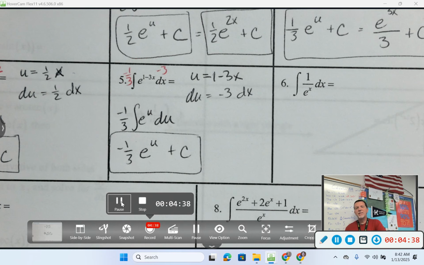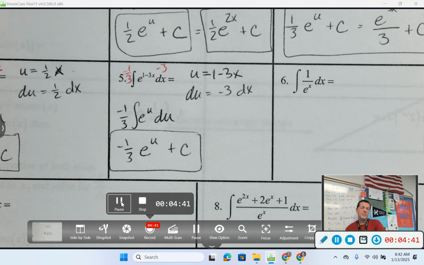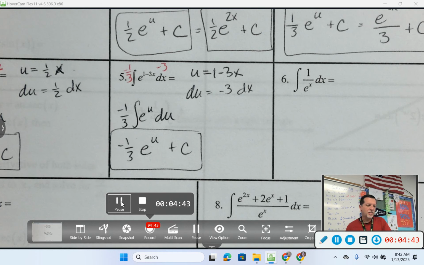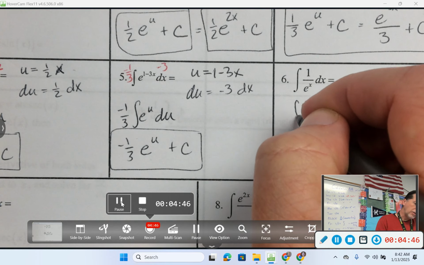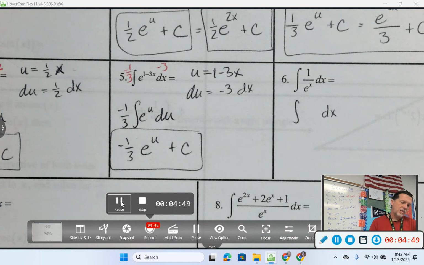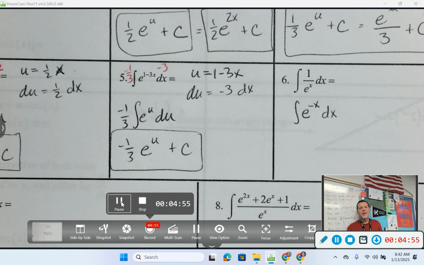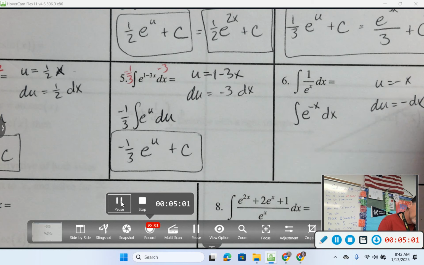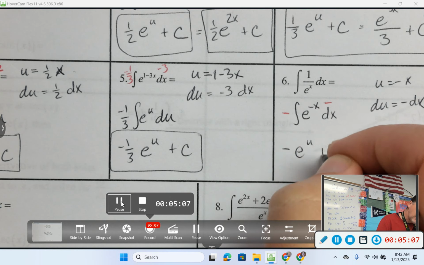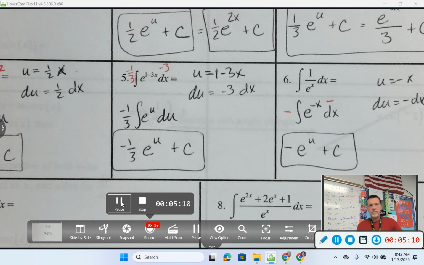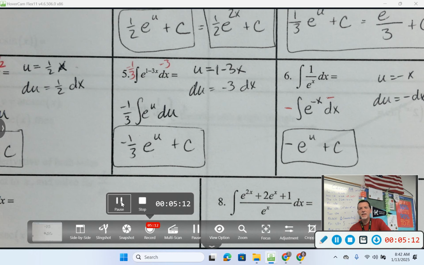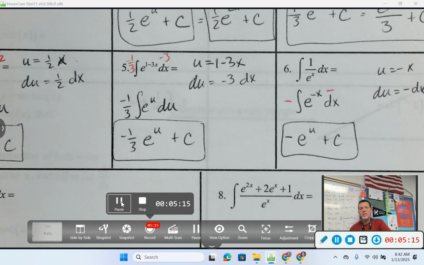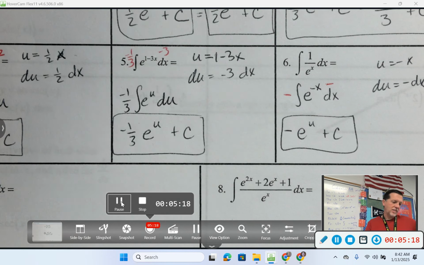What about number 6? It's in the denominator. I kind of don't like that. Is there a way we could rewrite that? We could write it as e to the negative x. And then start off on our u substitution. These are pretty easy. Just let u be the exponent and then fix whatever needs to be fixed.